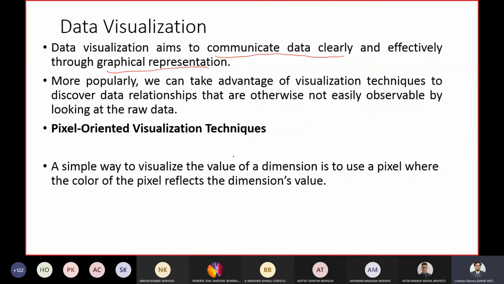As an entrepreneur, or as someone who wants to sell the product, data visualization is something which you have to take advantage of. So there are different data visualization techniques. We'll see them one by one. First is the pixel oriented visualization technique. This is the first thing which we'll be studying.